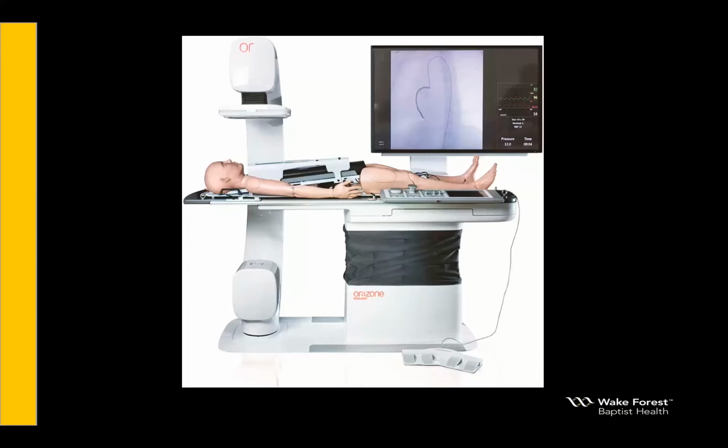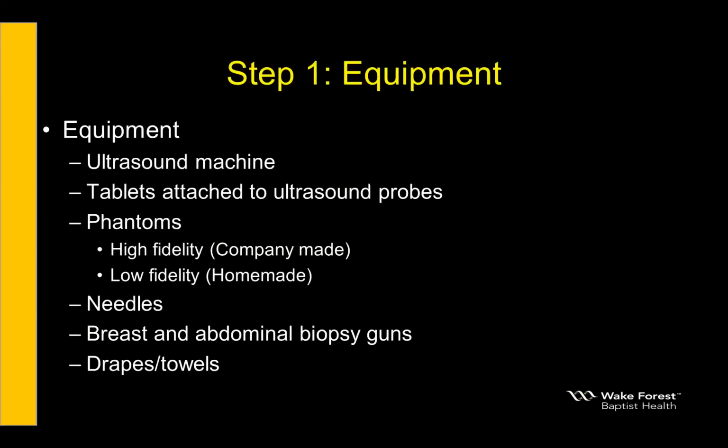We're probably not going to be able to start with this. We're going to have to start with equipment such as this. We're going to need an ultrasound machine, but most of us won't be able to afford a whole fleet of ultrasound machines, so we're going to use tablets just attached to ultrasound probes, which are cheaper. We're going to need phantoms. We're going to need some high-fidelity company-made phantoms and low-fidelity homemade phantoms. We're going to need needles, biopsy guns, drapes, and towels.